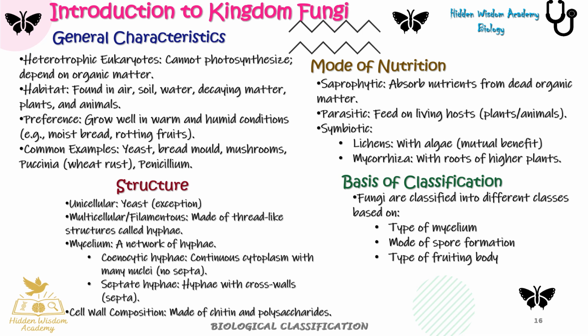Structure. They are unicellular in yeast, an exception, but otherwise multicellular or filamentous, made of thread-like structures called hyphae. Mycelium, they have a network of hyphae. Cenocytic hyphae have continuous cytoplasm with many nuclei but no septa. Septate hyphae are hyphae with crosswalls, called septa. Cell wall composition, they are made of chitin and polysaccharides.